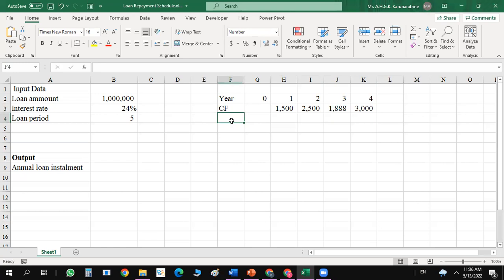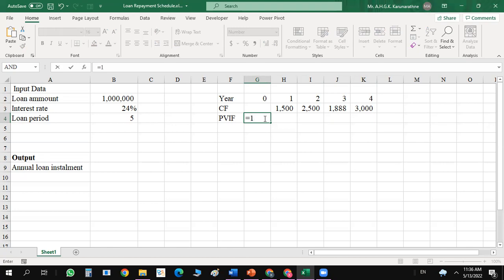If you want to get the present value of this cash flow, you need to multiply this by the present value interest factor, and the present value interest factor is equal to 1 divided by 1 plus r to the power n. Let's put r somewhere here. I will make r constant because we are dragging it to the right side, by pressing F4. And we'll put our interest rate as, let's say, 10%. That's familiar for you.